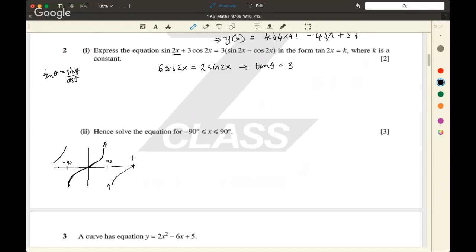Well, we're told that the y-axis is the tangent of theta. For what values of theta is the tangent equal to 3? Well, 3 is around, say, here. So it's going to be one solution there, and that should be the only solution. Have I done this right?